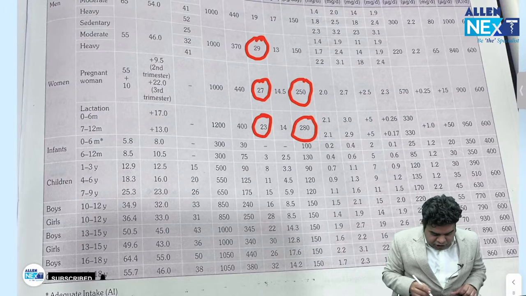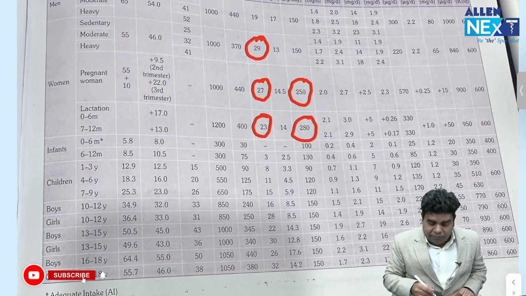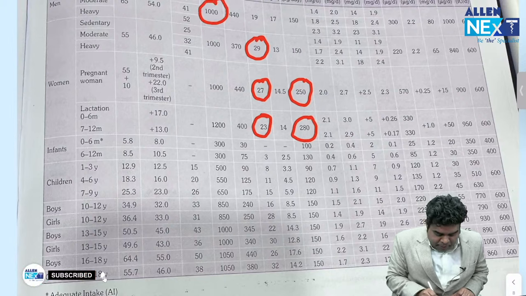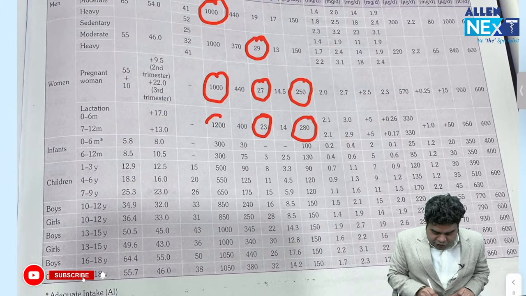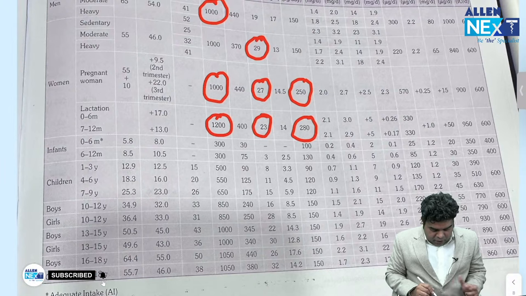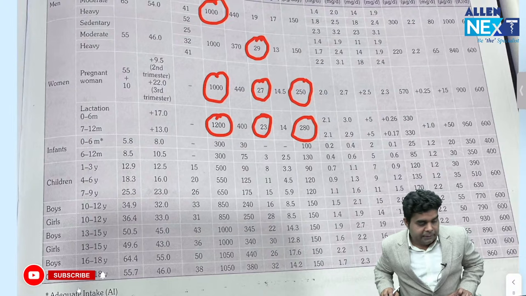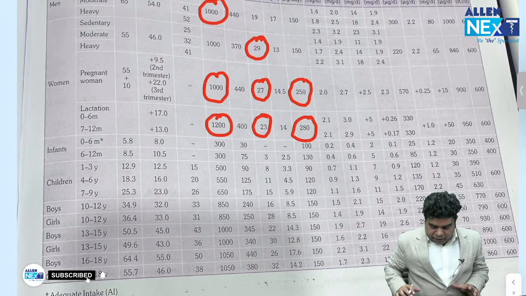Now, I was talking about calcium earlier. Remember, calcium in male, female, both is 1000. And in pregnancy also, it is 1000. But in lactation, it is 1200. And in old age also, it is 1200. So these are some of the important things from here.